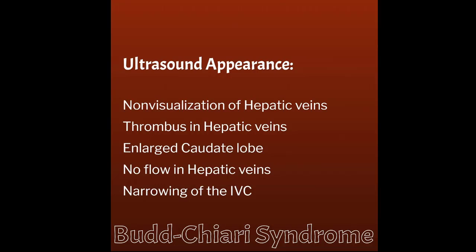We might see a narrowing of the IVC, especially as the tumor or the thrombosis extends into the IVC. And we might see an enlarged caudate lobe. Remember that the caudate lobe is drained by its own set of veins, so it's not connected to the hepatic system, but those emissary veins drain directly into the IVC. So if the IVC is blocked, then the caudate lobe can't drain through the emissary veins like it should, and so the blood will back up into that and cause it to enlarge.